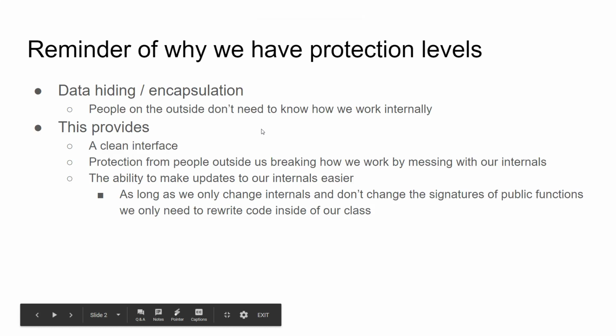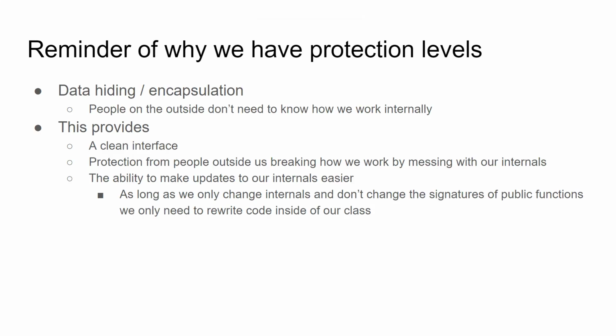First, before we talk about friendship, we need a reminder of why we have protection levels. Again, this is for data hiding and encapsulation purposes. People outside the class don't need to know how we work internally. We don't want people to be able to mess with our internals because they might break something, since they don't know how it should work. Data encapsulation and data hiding provide a very clean interface. We know how we can interact with the object, and we don't have to care how it gets done. You've worked with an IO stream. Did you care how it read stuff from the file?